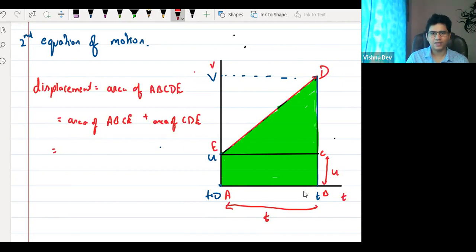What is the area of a rectangle? Length into breadth. What is length? So length is T. What is breadth? So breadth is U. So can I say that it is U into T, yes or no? Clear? Plus. Anyone have any doubt in this? Raise your hand. If you have a problem up to here, raise your hand. Did everyone understand? Very good.